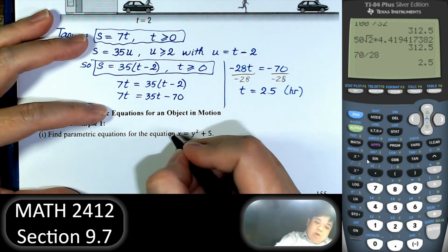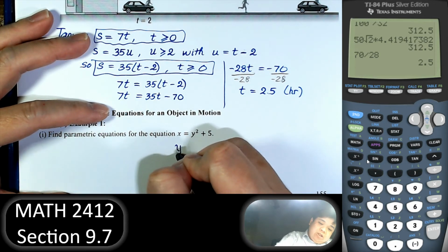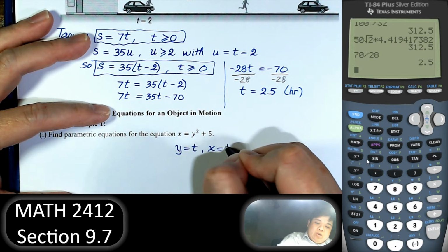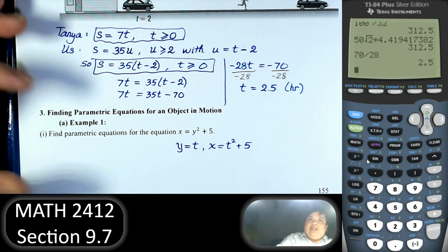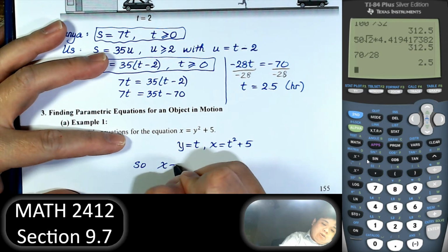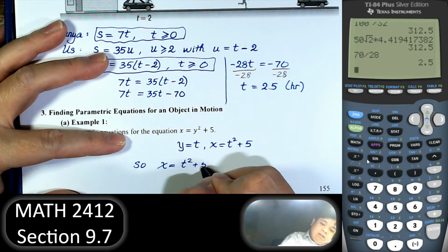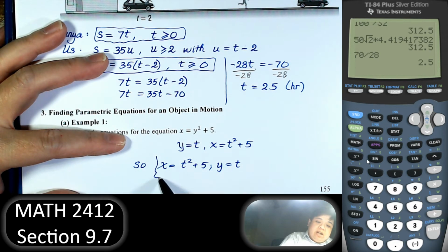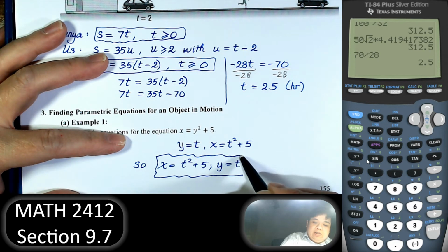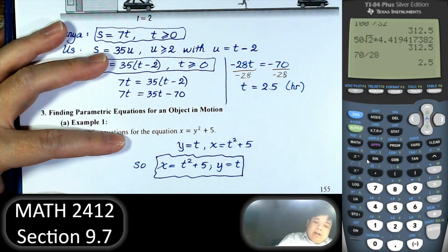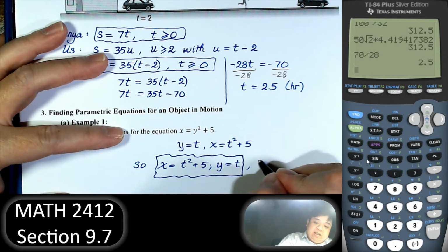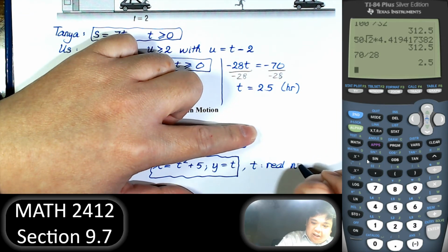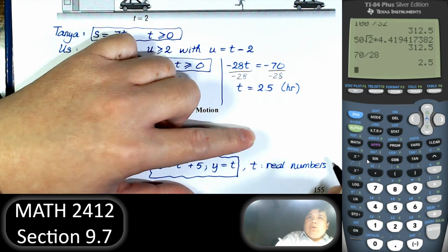Right? So in that case, why don't we just say if we let y equal to t, then of course x is equal to y squared plus 5, which is t squared plus 5. Yeah, that is the equation. So we just say x equal to t squared plus 5, and then y equal to t. It is much better to let y equal to t than to let x equal to t. And in that case, t can be anything. Right? T, just real numbers. So that's one way to do that.